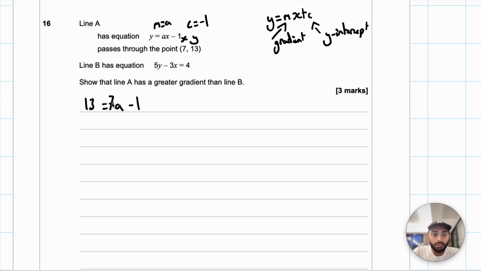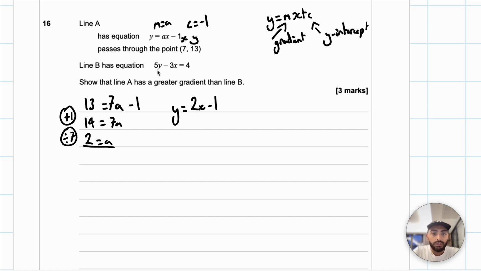A is being multiplied by the 7, and then we're taking away 1. So we need to add 1 to both sides. So we've got 13 add 1, 14 is equal to 7a. Divide by 7 on both sides, which leaves us with 2 is equal to a. We can write the equation of that first line. Y is equal to, the gradient is 2x, and it goes through minus 1 on the y-axis. So y equals 2x minus 1.